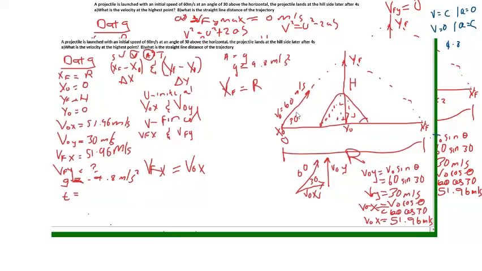Then the time from this to there is 4 seconds, meaning this part is 2 seconds and this part is what? 2 seconds. From here to there 2, from there to there 2, meaning 4 seconds. The projectile lands at the hillside after 4 seconds, meaning half of this should be 2 and half of it should be 2. So t1, which is this, is 2 seconds, and t2 is equal to 2 seconds.